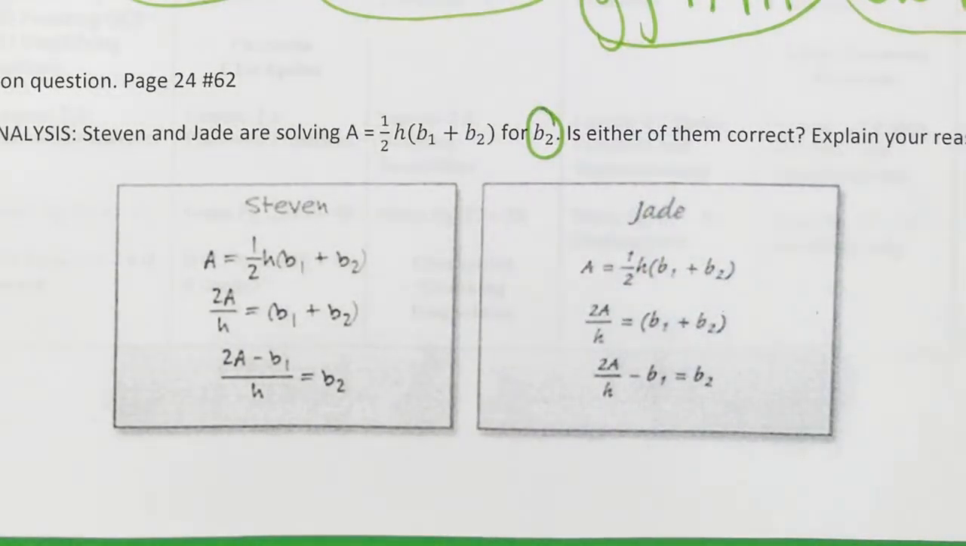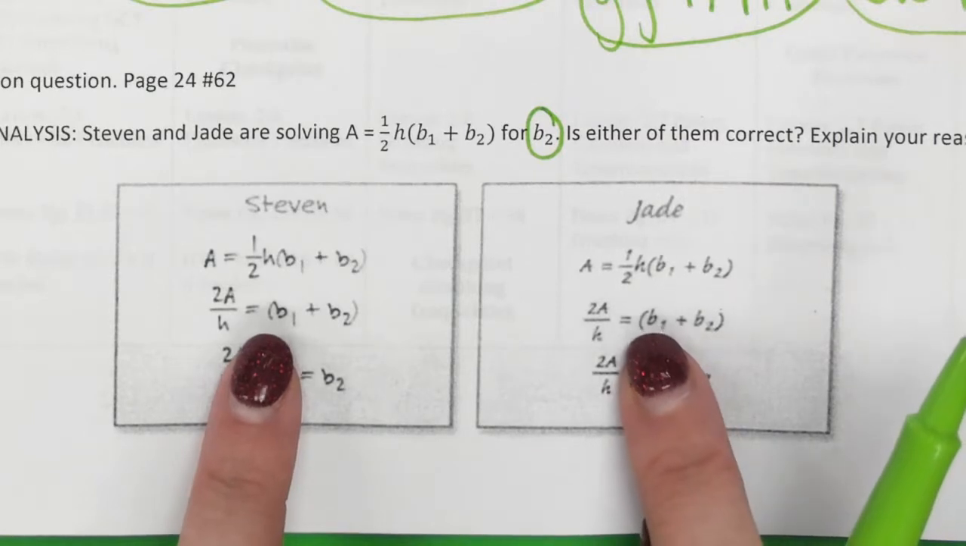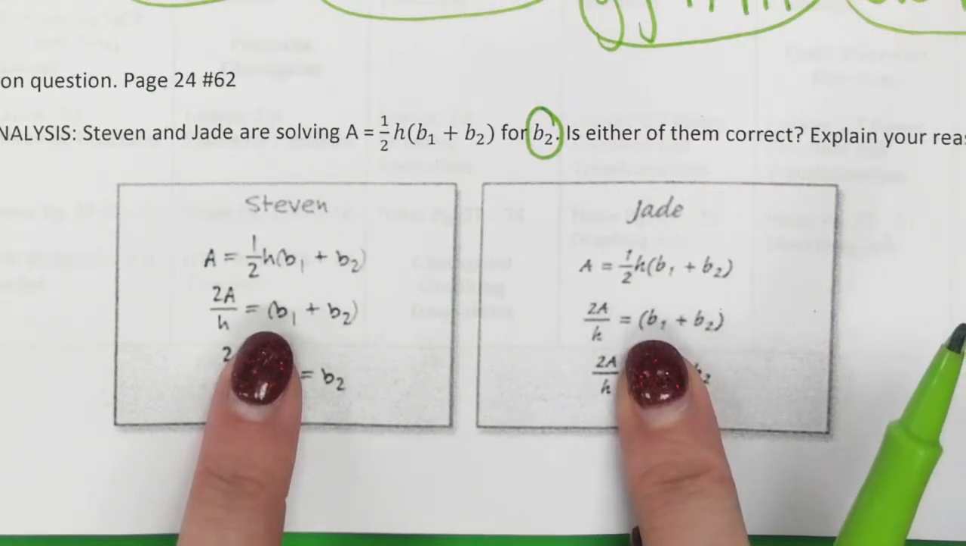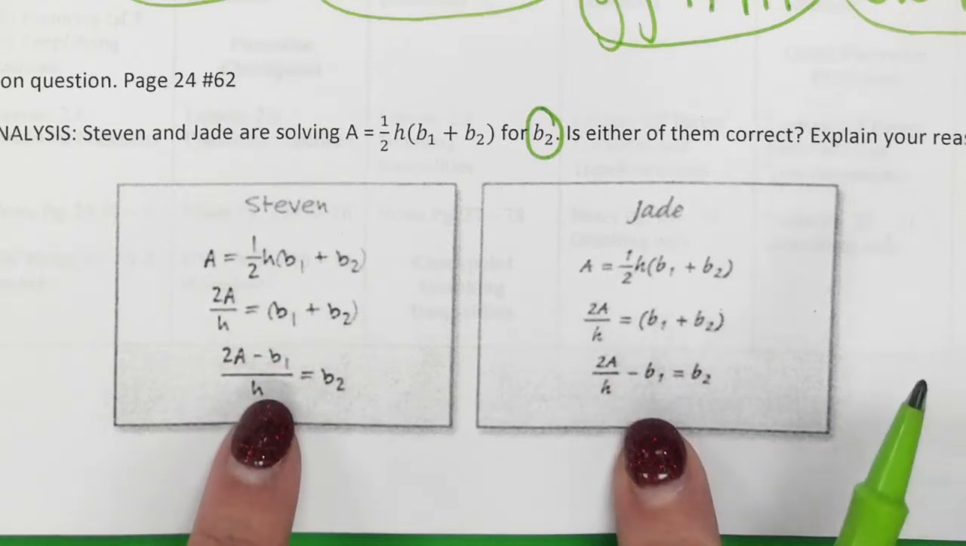Are y'all okay so far? B sub 2, because it's underneath, below. All right, first step. Did they plug everything in right? Yes, they're both the same. Did they solve it the same? No, they did not.